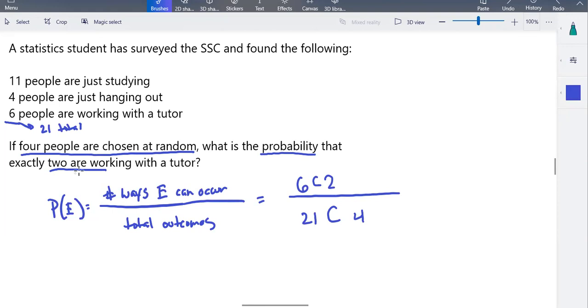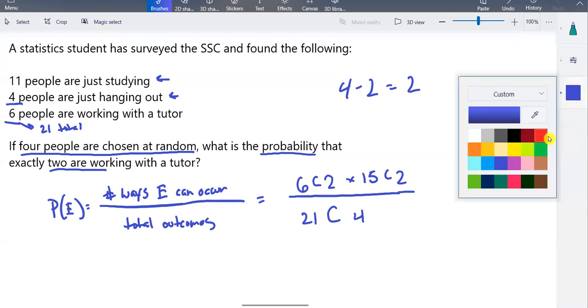If only 2 people are working with a tutor, what about the other 2 people? Because there are 4 altogether, right? 4 people altogether, 2 people are working with a tutor. That leaves me 2 left over that must be doing something else besides working with a tutor, which means they could be studying or they could just be hanging out. And the question didn't specify which, so I'm going to assume it could be any of these 15 people. And I need 2 of them to complete my set of 4 people.